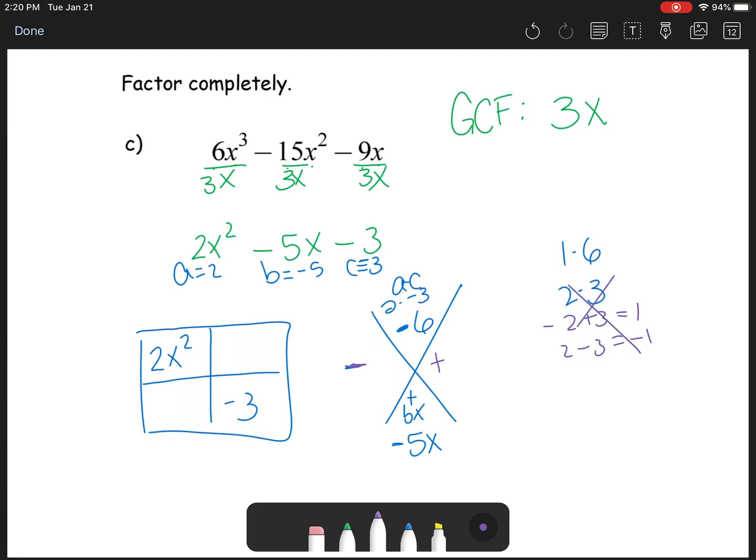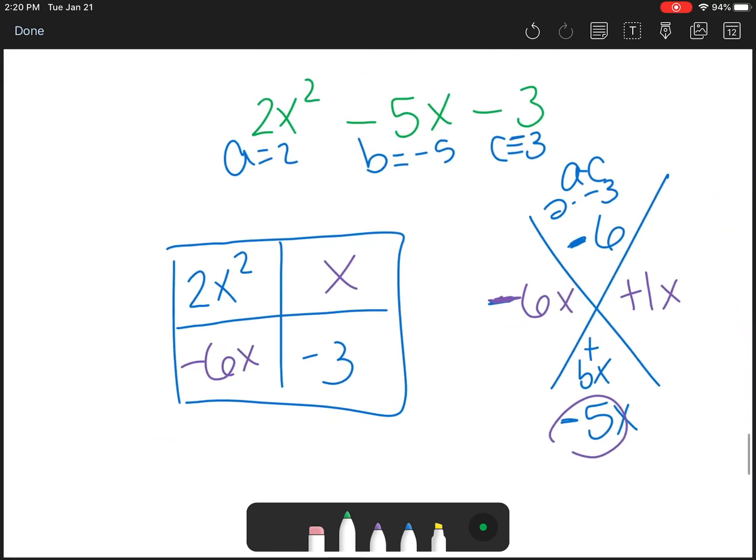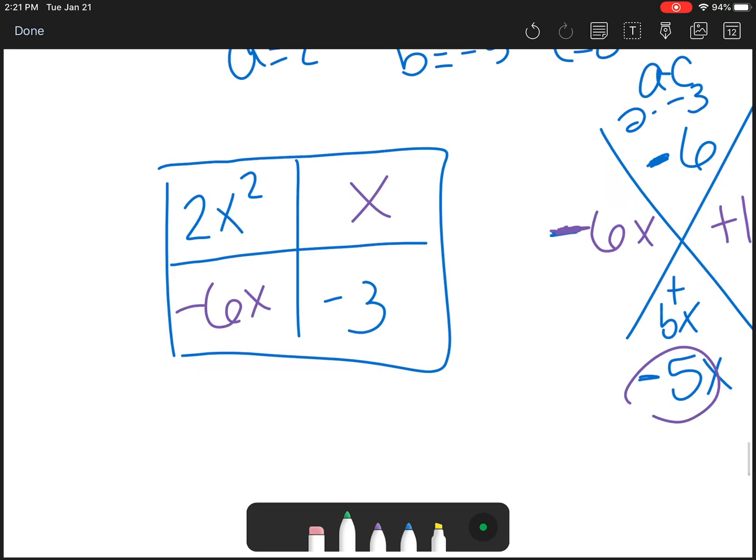If I have a +2 and a -3, that's going to be -1. If I have a +1 and a -6, that's -5. That's exactly what I'm looking for. So we are going to have the factors of -6 times +1 is -6, and -6 plus 1 is -5. And again, we just did that through trial and error. And now we're ready to factor.